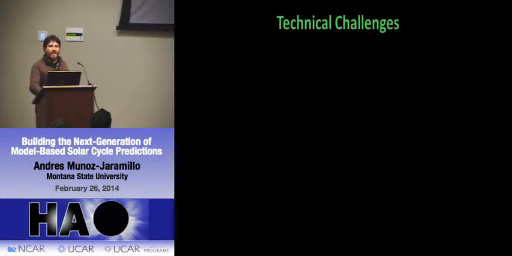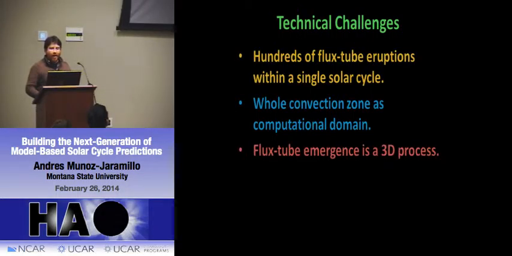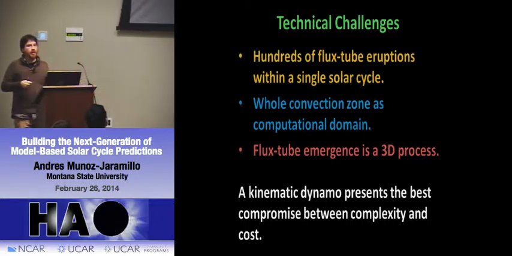Okay? The technical challenges are the following. You need hundreds of flux tube eruptions within a single solar cycle. You need your whole convection zone as a computational domain. And, of course, flux tube emergence is a three-dimensional process. So you no longer can use the simple axisymmetric models. But I think our choice was to keep within the kinematic framework, because it's the best compromise between complexity and cost, right? You cannot make yet a full MHD simulation that can be used for solar cycle predictions. So kinematic dynamo is the second best.